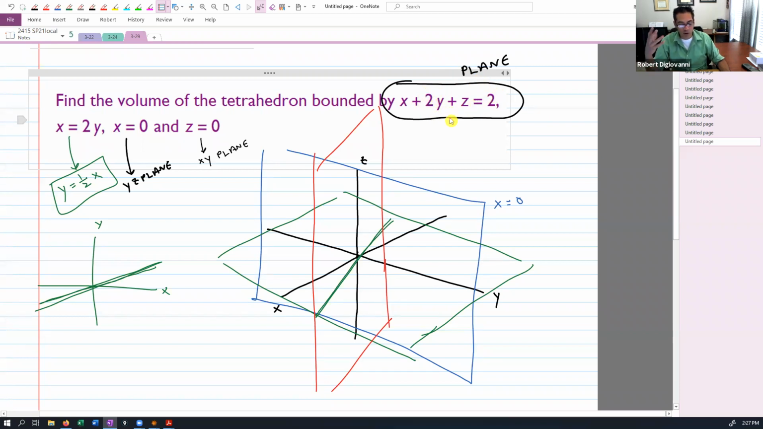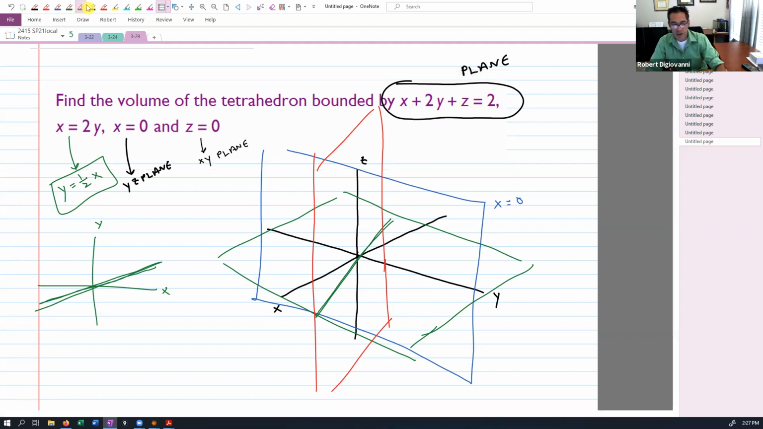We're trying to find the volume of the tetrahedron enclosed by all of those. So how can I figure out where this plane is? Well, one thing I could do is figure out where it hits the X, Y, and Z axes. To figure out where it hits X, I just let Y and Z be 0. If Y and Z are 0, then it hits at 2.